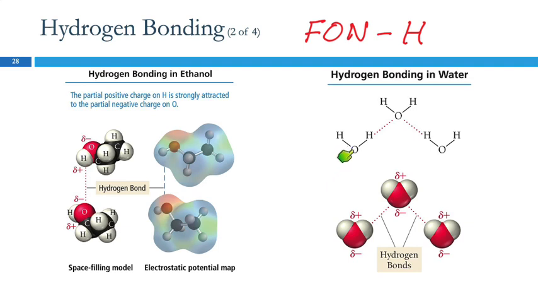Here we have water molecules. Water molecules have oxygen-hydrogen bonds. They're polar. And so the hydrogen bond, again, is between hydrogen on one molecule and oxygen on a neighboring molecule.